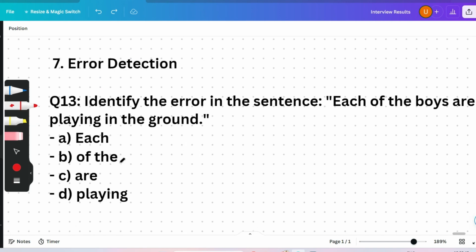Identify the error in the sentence: "Each of the boys are playing in the ground." So where are the mistakes? That is, each, in, of the, or are, or playing. So please choose very wisely and give the answer.